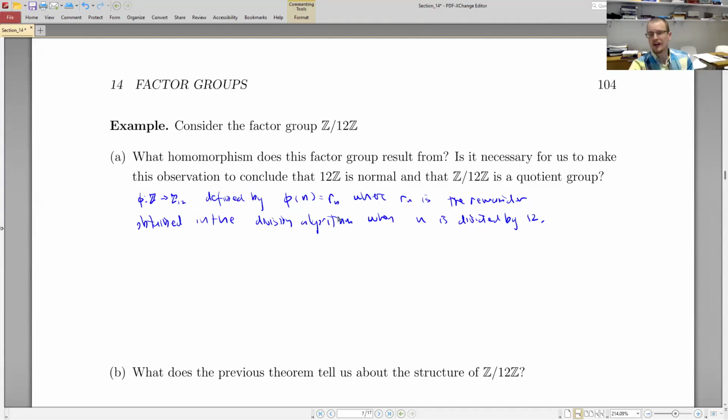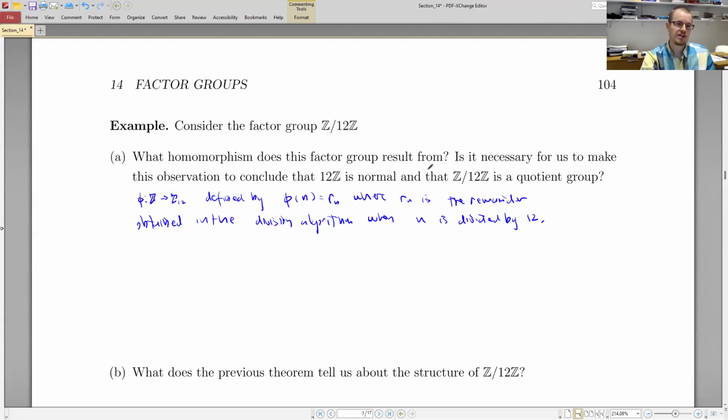All right, so what we get here, we've already taken a look at this homomorphism actually, but all of our possible remainders are the numbers 0 through 11, which is exactly Z12, of course, but then we're going to get that this is equal to 0 at every multiple of 12. Oh, hey, look, that's what 12Z is, every multiple of 12. All right. So what homomorphism does this factor group result from? We have answered that question.